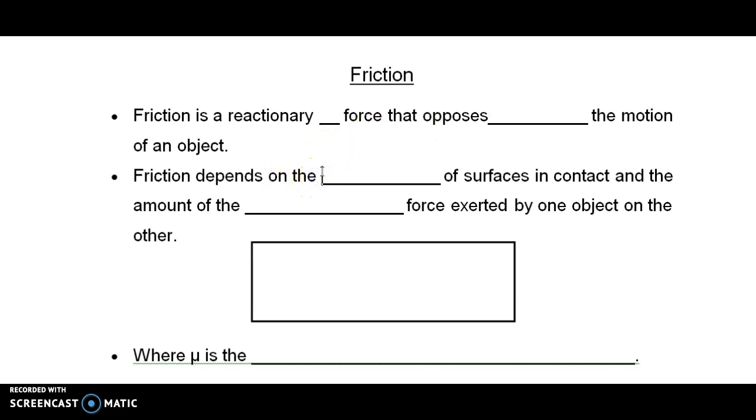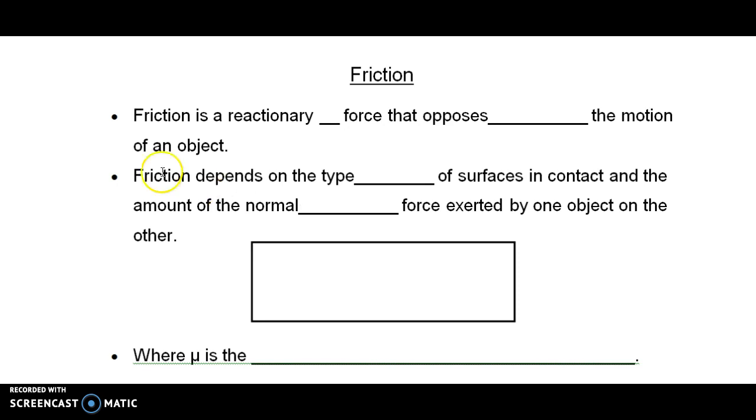It depends on the type of surface in contact and the amount of the normal force as exerted by one object on the other. A way to picture that is to think about trying to pull something hard or push something heavy along the ground. You're going to want to often try to have your force applied this way. You'll find it's easier, like if you're trying to drag a table, if you're lifting it on a slight angle.